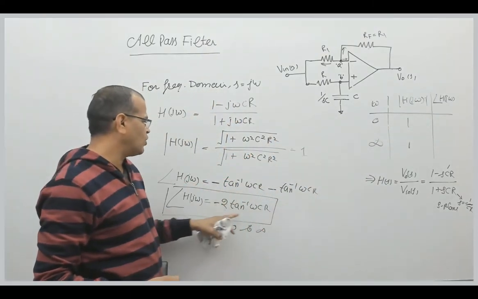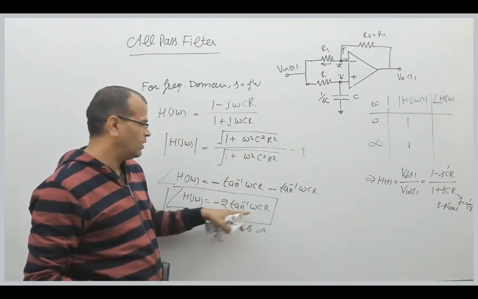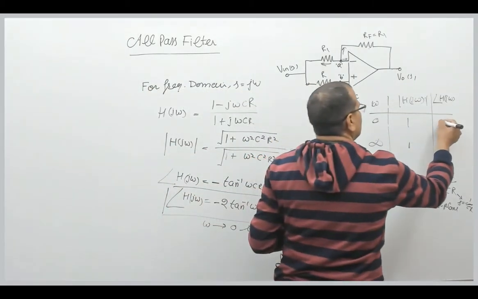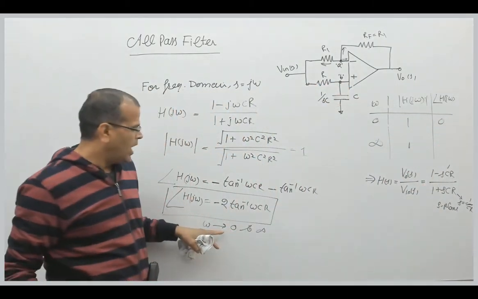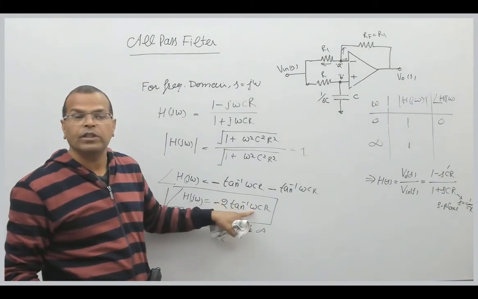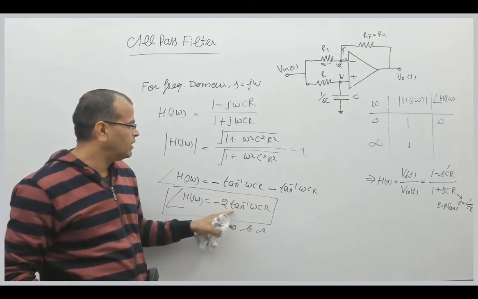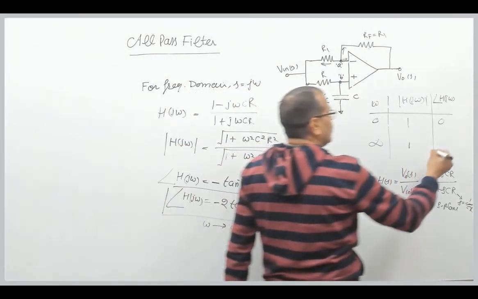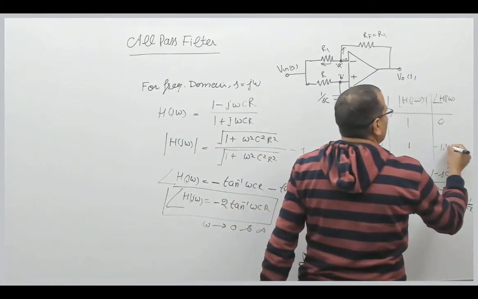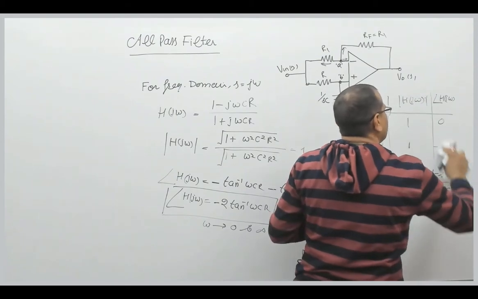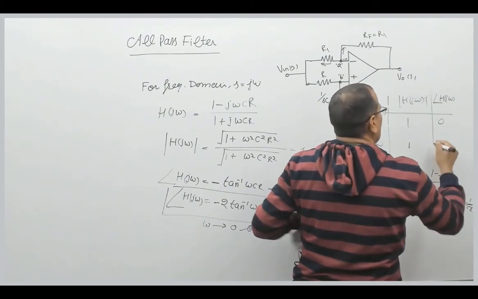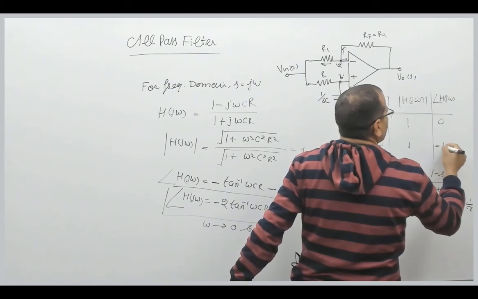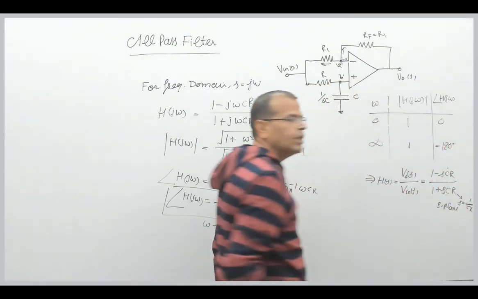But what is the phase angle at omega equal to 0? The phase at omega equal to 0 is 0. And when omega goes to infinity, the phase becomes 90 multiplied by 2, so that becomes minus 180 degrees, right? So the maximum phase angle or phase shift provided by the all pass filter is minus 180 degrees.